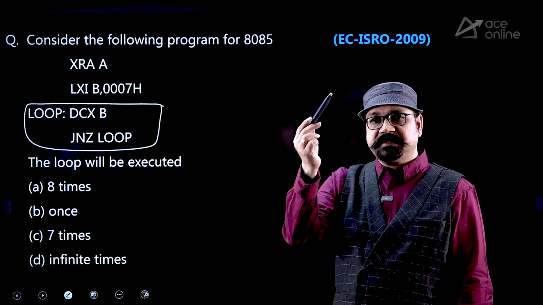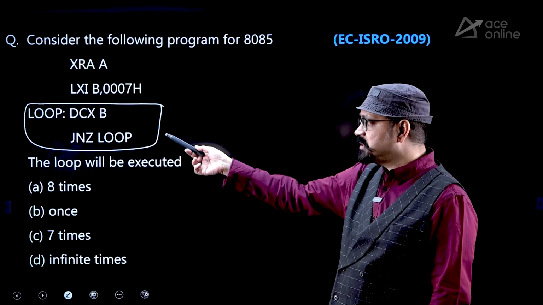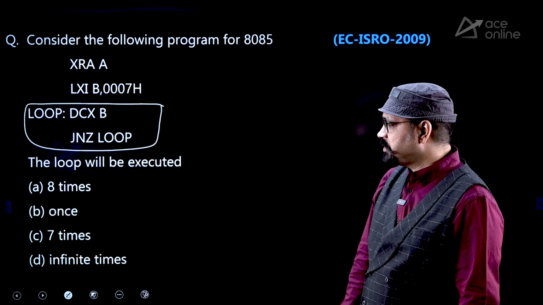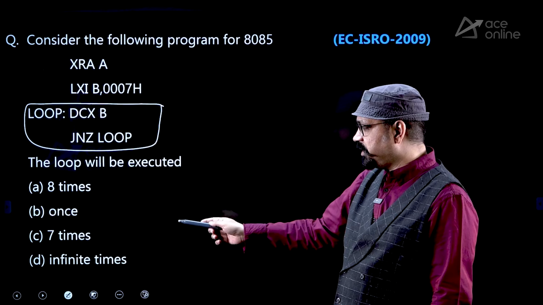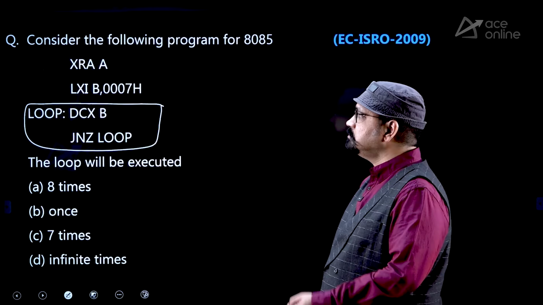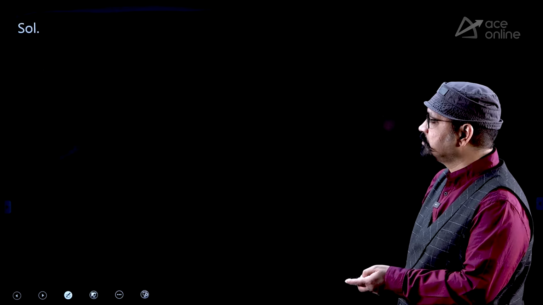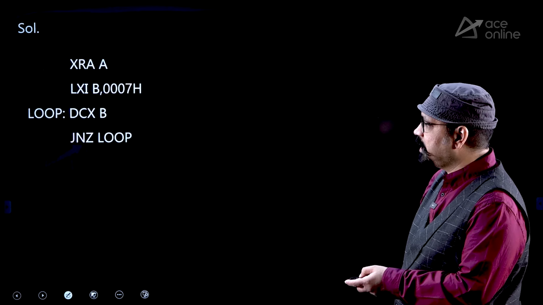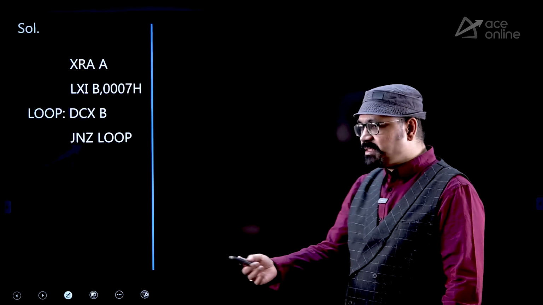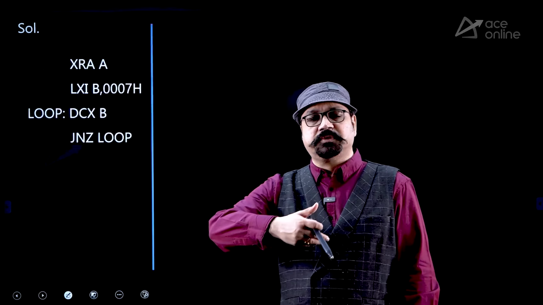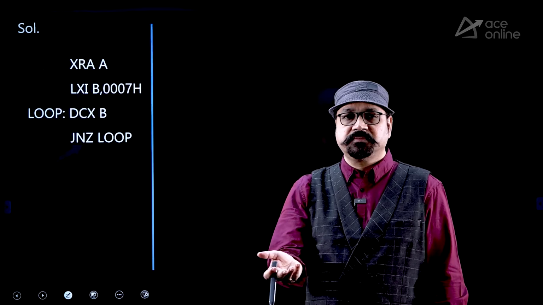In 8086, loop itself is an instruction. Here loop is a label, right? Loop will be executed how many times? 8 times, once, 7 times, infinite times. Let's do this. That is the program given. One by one, this is what you are supposed to do. One by one, you are supposed to execute the instructions.